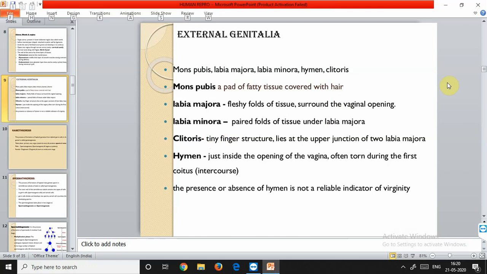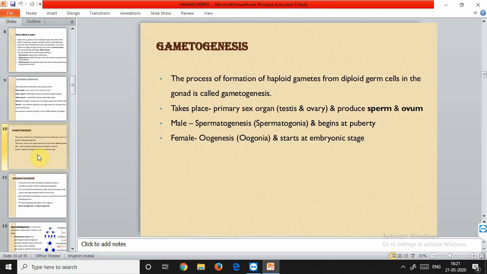Now the hymen lies just inside the opening of the vagina, and is often torn during the first coitus. The presence or absence of the hymen is not a reliable indicator of virginity. In olden times it was considered that if the hymen was broken, then someone was not a virgin. But it is not the true criterion for deciding virginity, as the hymen can be broken in many other ways like horse riding and cycling. Then we'll talk about gametogenesis.